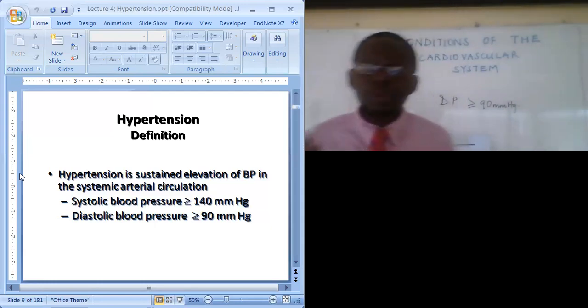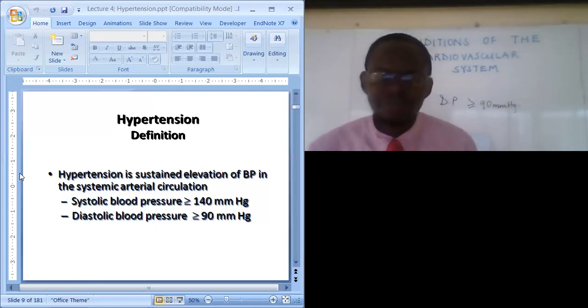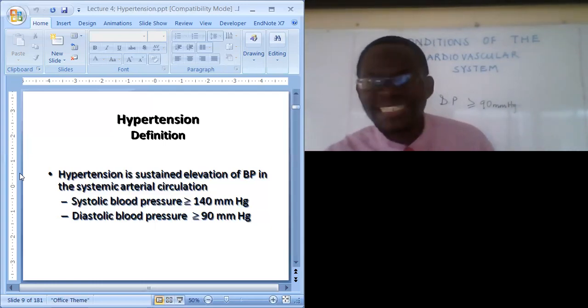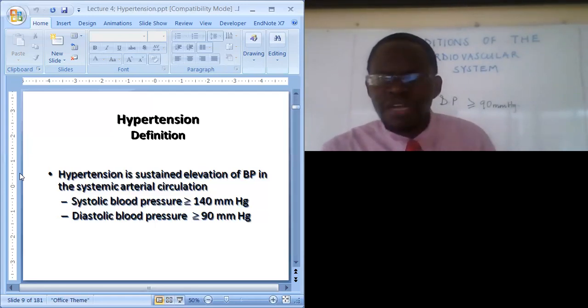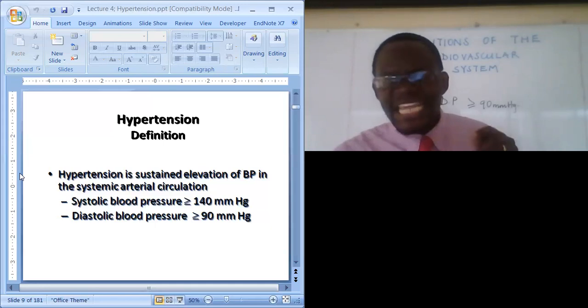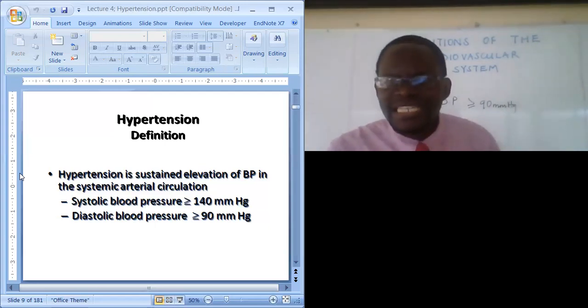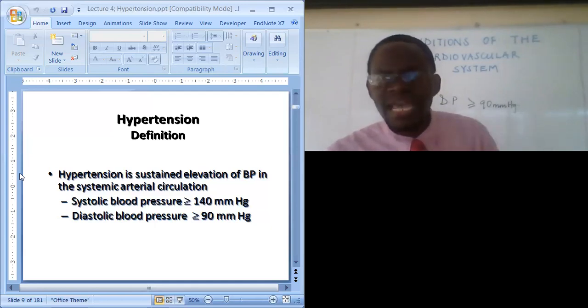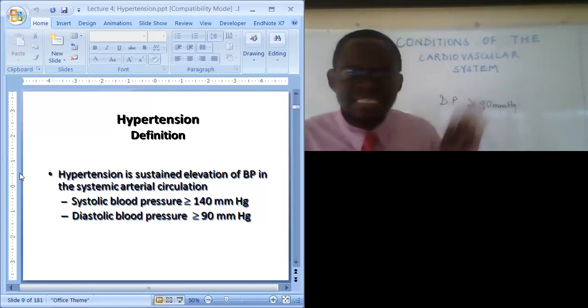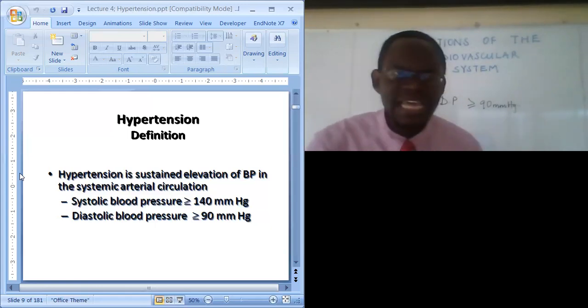Now, you would be asking, why those figures and not any other figures? The reason is that studies have been done, and people who have been shown to have these figures are at an increased risk of cardiovascular diseases, like ischemic heart attack, myocardial infarction, and stroke. That is why the cutoff is around those figures and not any other figures.